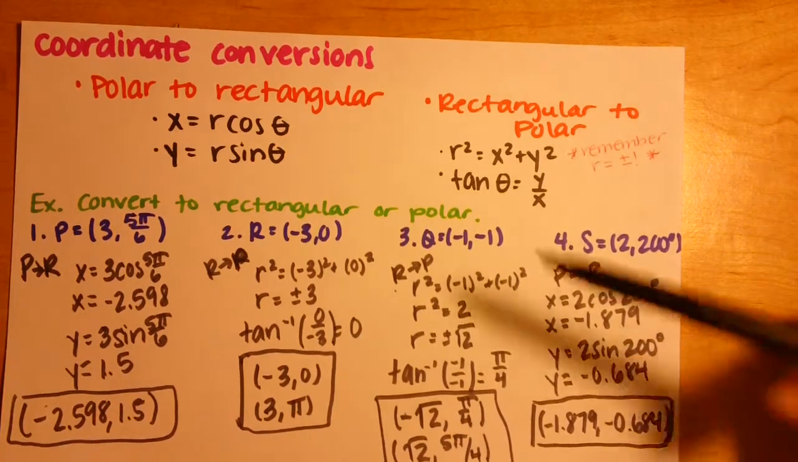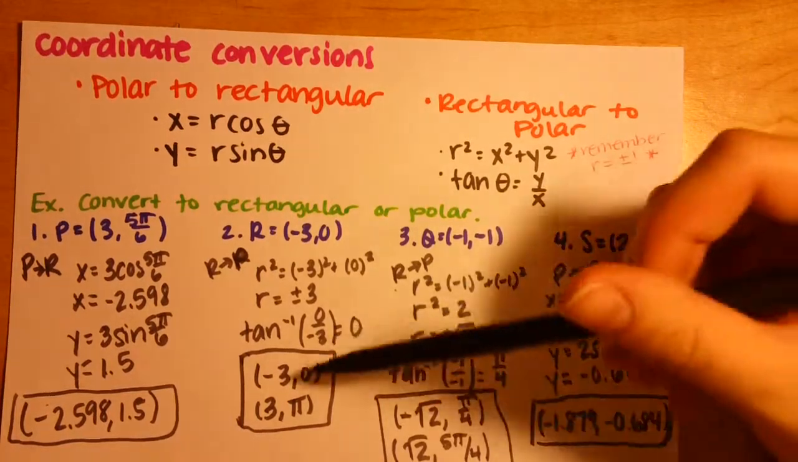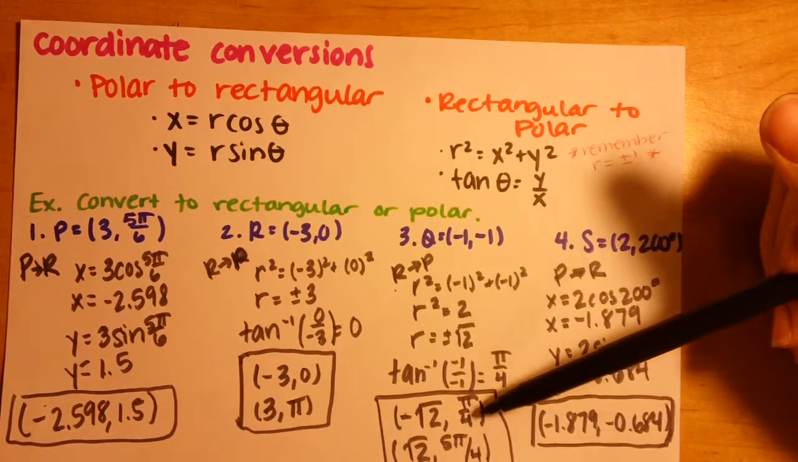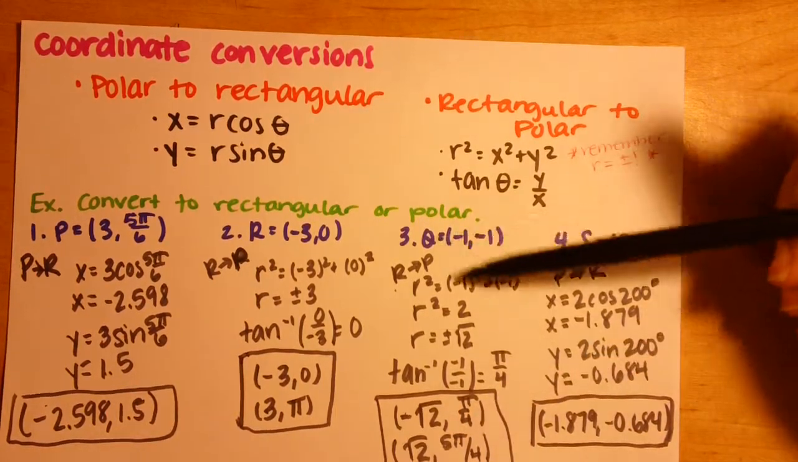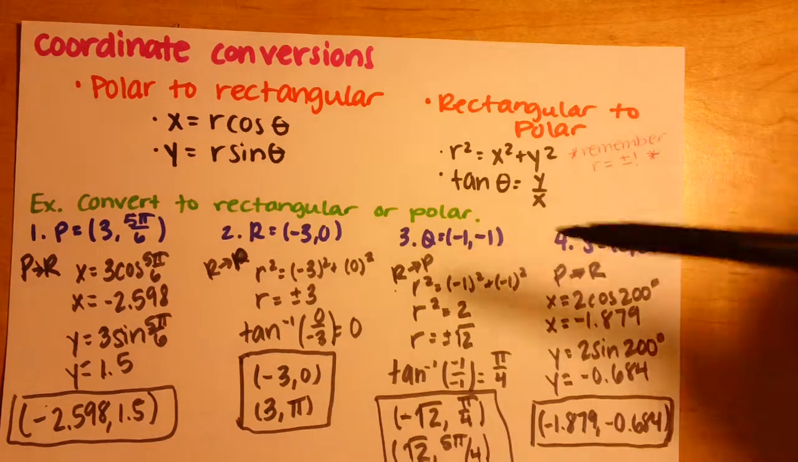Okay? So make sure, especially when you're going from rectangular to polar, when you're using those positives and negatives, that you're making sure that the point you're creating in polar matches the quadrant that you were in for rectangular.